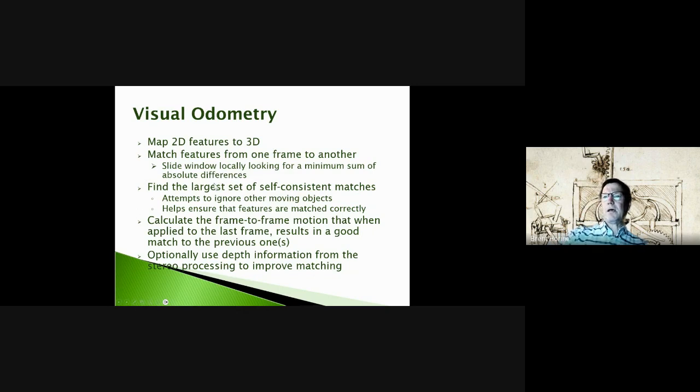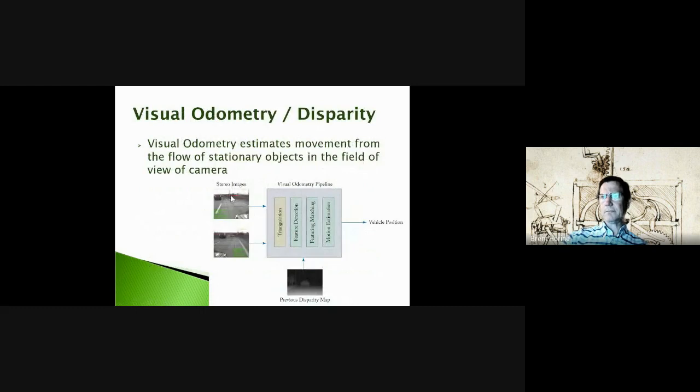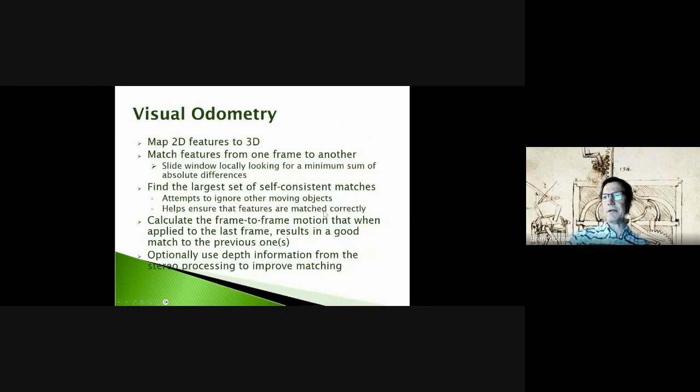So now we do want to kind of ignore other moving objects. We also want to make sure that we're really matching up the right feature, right? So if we go back and look at this, you know, that left tail light looks like that right tail light, that left rear tire looks like that left front tire, looks like the right rear tire. We got to make sure we're matching these things up correctly, right? But especially we want to make sure we kind of ignore something that's just moving through the frame momentarily, right? So what we do is we kind of look for that largest set of self-consistent matches, right?